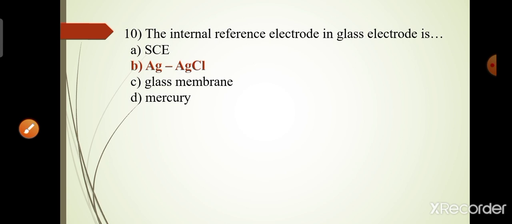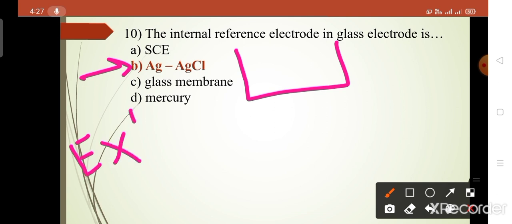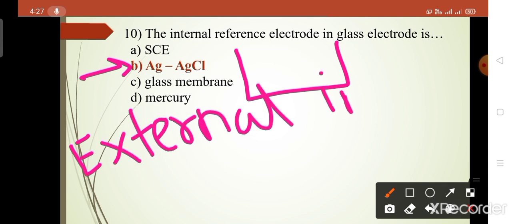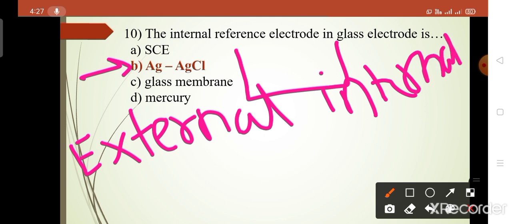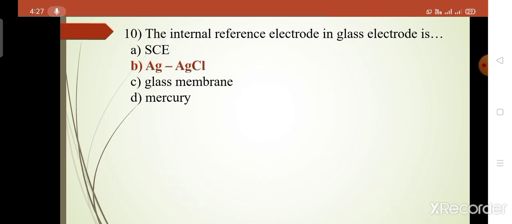Then the next MCQ is, the internal reference electrode in a glass electrode is... option B is the correct answer, because the cell containing a glass electrode consists of two reference electrodes, one is an external reference electrode and the second is an internal reference electrode, where a saturated calomel electrode is used as the external reference electrode and a silver electrode is used as the internal reference electrode. So option B is the correct option.